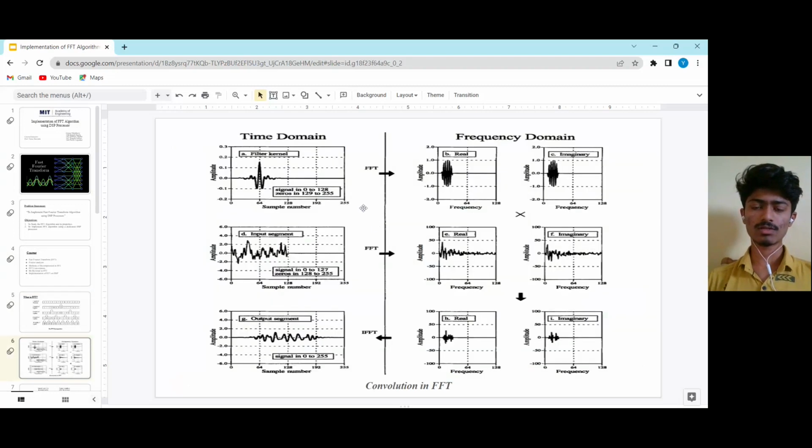Then we see this in the diagram. You can see that at the left side we have time domain signals, and at the right side we have frequency domain signals. So the FFT algorithm is used to convert the time domain signal into the frequency domain. Each signal of the time domain is converted into the frequency domain.